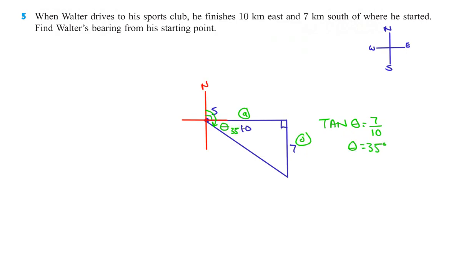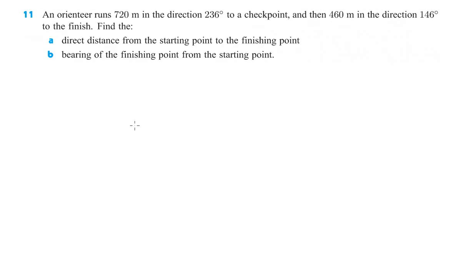So this is 35, but it's plus another 90. So our angle there is 35 plus 90, which is 125 degrees. That is our bearing angle from his starting point. Okay, all right, next one we have is number 11.